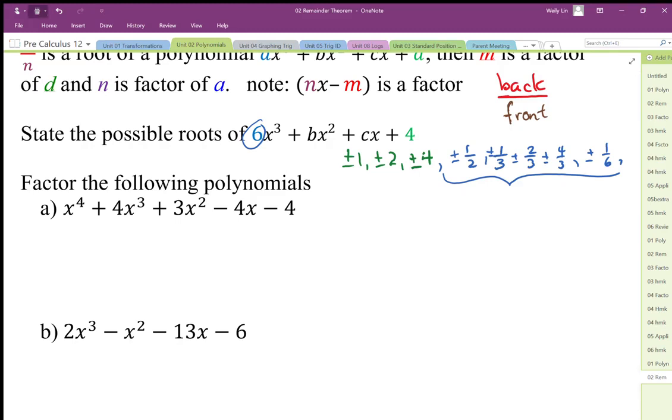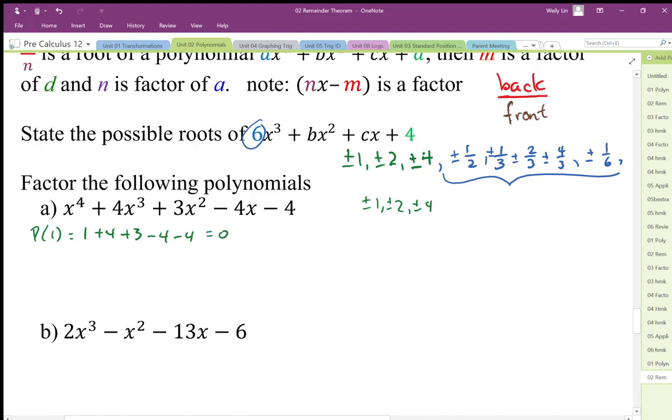So I'm just going to test my possible factors. My possible factors are plus or minus, maybe I write it over here, plus or minus 1, plus or minus 2, plus or minus 4. I should always start with ones, okay? Because ones are really easy. So I'm going to go 1, plus 4, plus 3, minus 4, minus 4, and I end up with 8 minus 8, yeah, 0.